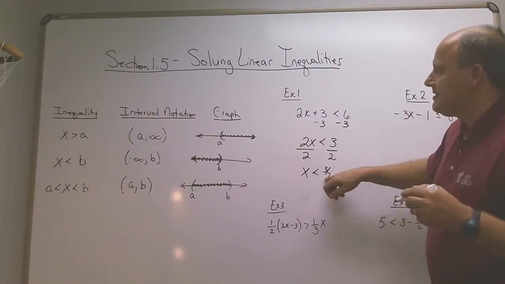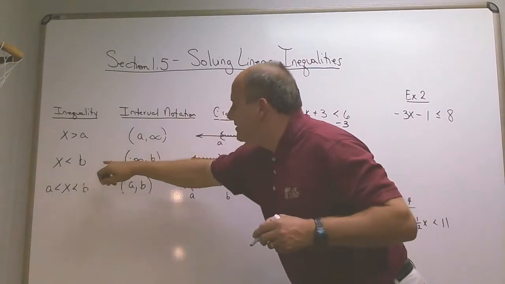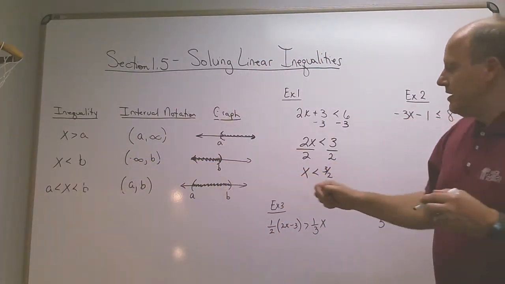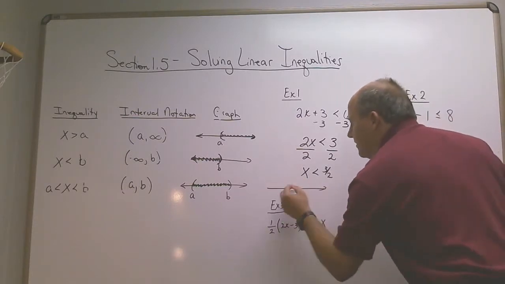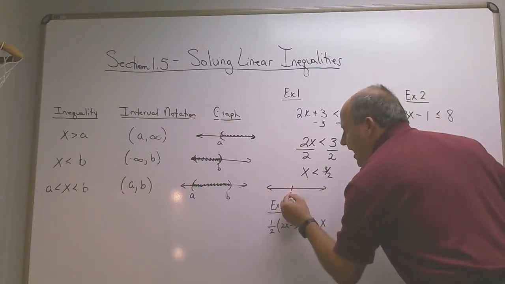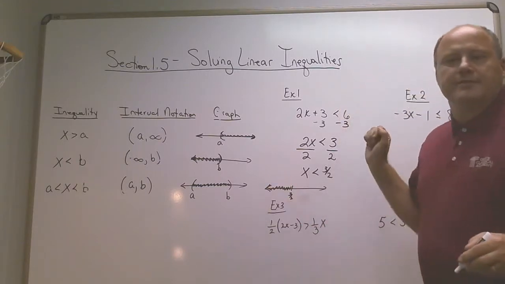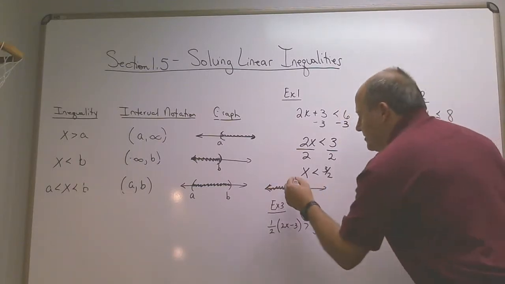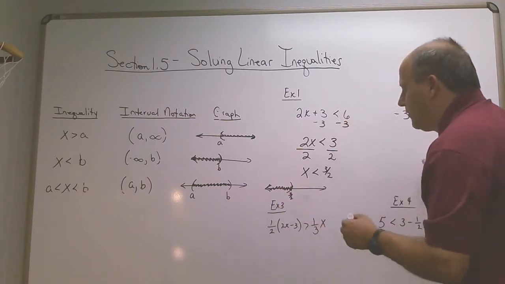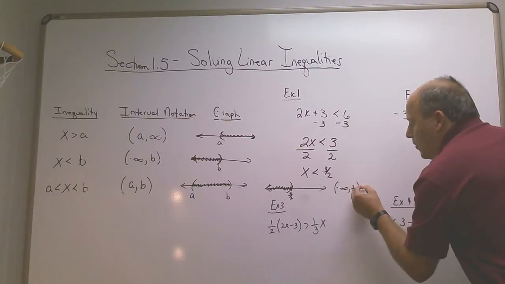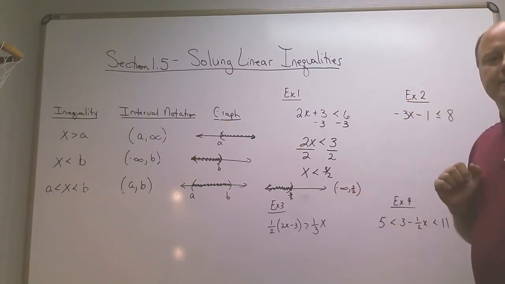And what that is basically saying is the second one right here. It says x is less than that, so it's everything to the left of 3/2. So in your interval, it'd be at 3/2 and everything to the left, and it gets a parentheses. That's your graph. Now your interval notation would be negative infinity up to 3/2 with the parentheses on that end.